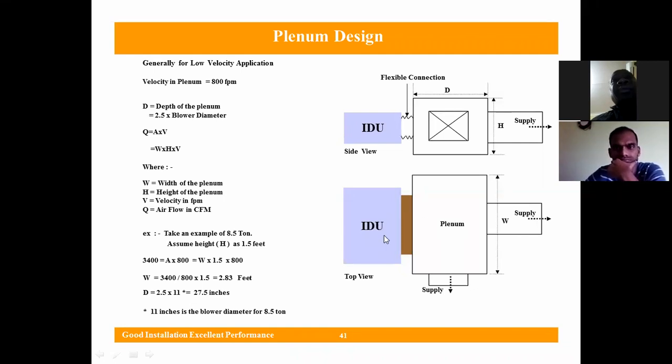Initially, we'll be joining this board with a flexible connection only. You could also call it a canvas connection. Sometimes they call it a canvas connection or flexible connection, whatever it might be. So it will be connected with a flexible connection. This is the plenum box. We need to know the width, the height, and the depth.